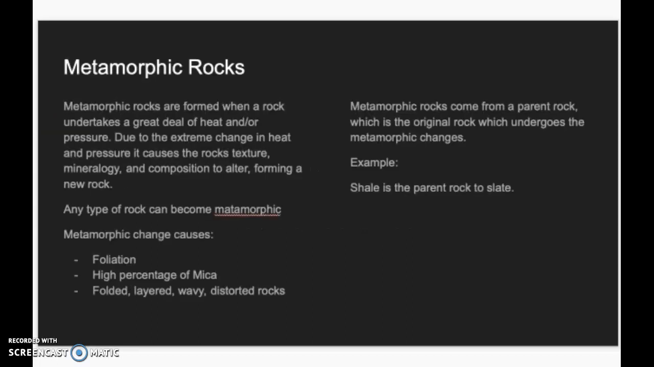Metamorphic rocks are formed when a rock undertakes a great deal of heat or pressure. The extreme change in heat or pressure causes the rock mineralogy, texture, and composition to alter, ultimately forming a new rock. Any rock can become metamorphic, and all metamorphic rocks come from a parent rock, which is the original rock which undertakes the pressure and heat changes. An example of metamorphic rock is shale, and the parent rock is slate.